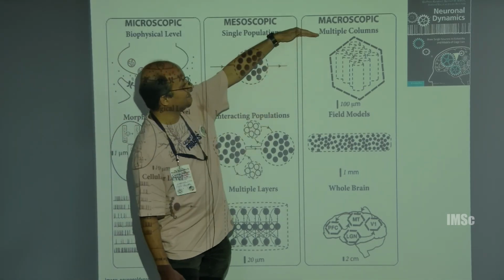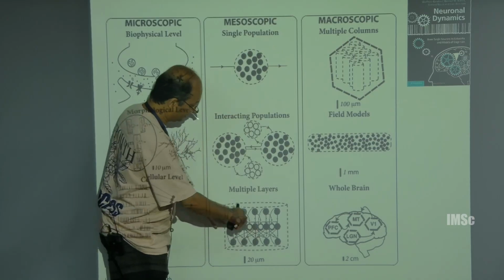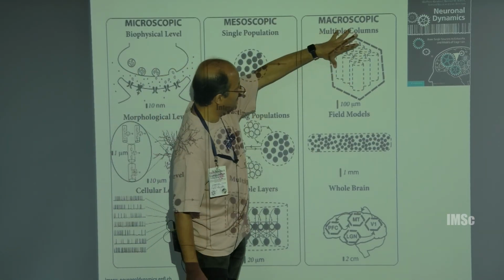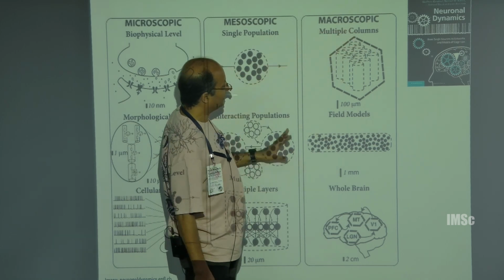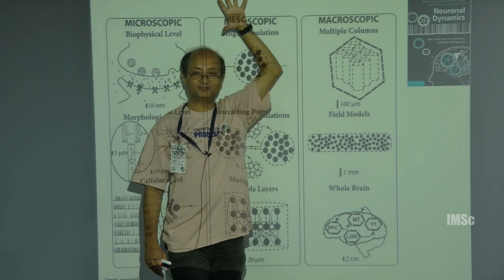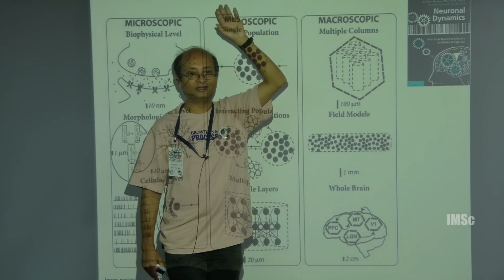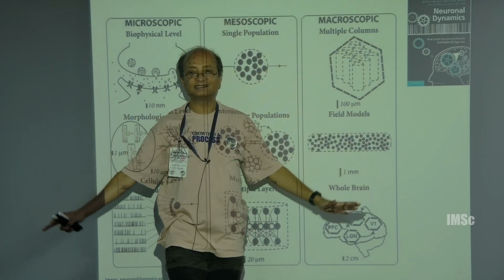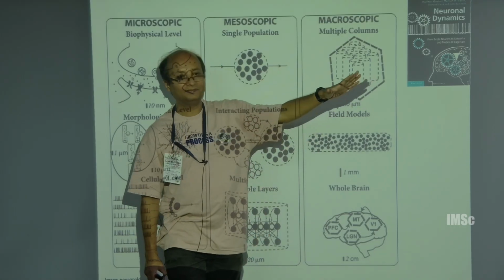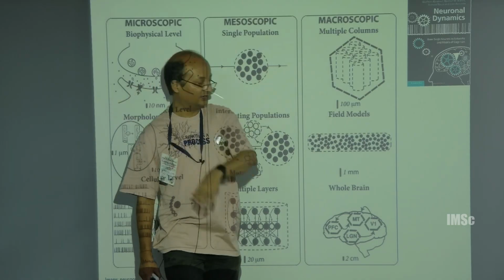At an even higher scale, you can have many such groups talking to each other. So with multiple columns, you could have field models where you are looking at such a bird's eye view scale that the individual neurons are no longer visible, and you just see it as a field, a continuum where activity spreads as a wave from one point to another.